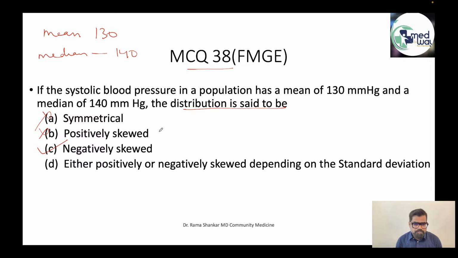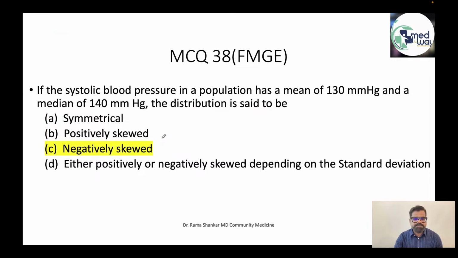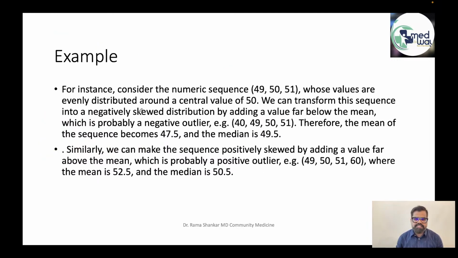So how do we understand positive skewed, negative skewed? It always creates confusion in the students. Let me explain it in simple terms. It's very easy. Let me take three values, 49, 50 and 51. So data is normally distributed, it is in sequence, so mean, median, mode will be normal.